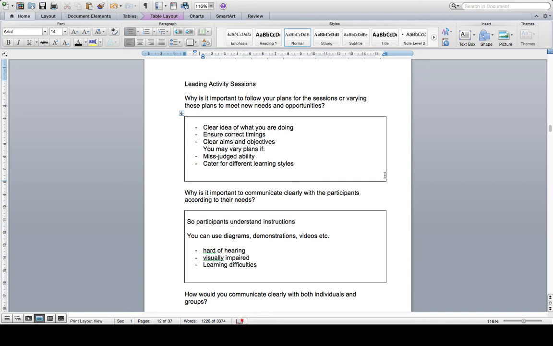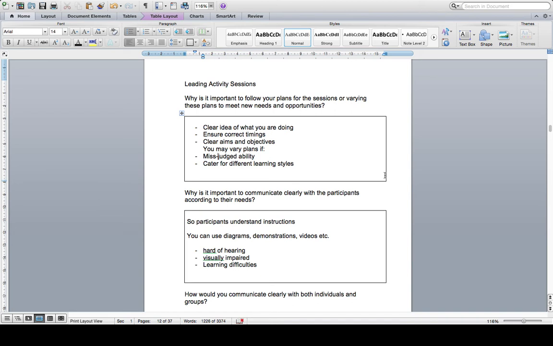In every session, it's very, very likely that you will change certain aspects, and the reason why you would change them is to meet the needs of the individual or of the group. For example, as I put down on the page in front of us, you may have misjudged the ability of the group. So you may have planned a session for a group of beginners, and you get to the actual session and you realise that the group or the individuals are a lot more able than what you were first told or what you predicted.